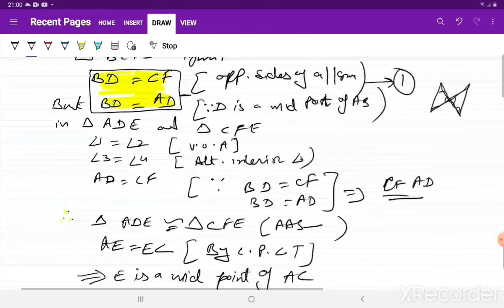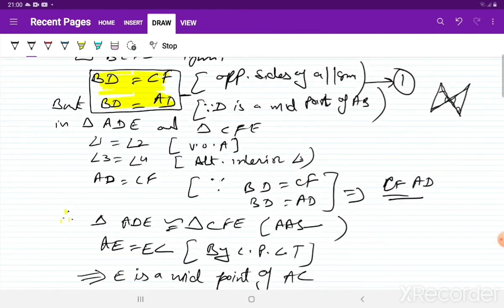We can prove this converse of the midpoint theorem by another method. That I will discuss in my next lecture.